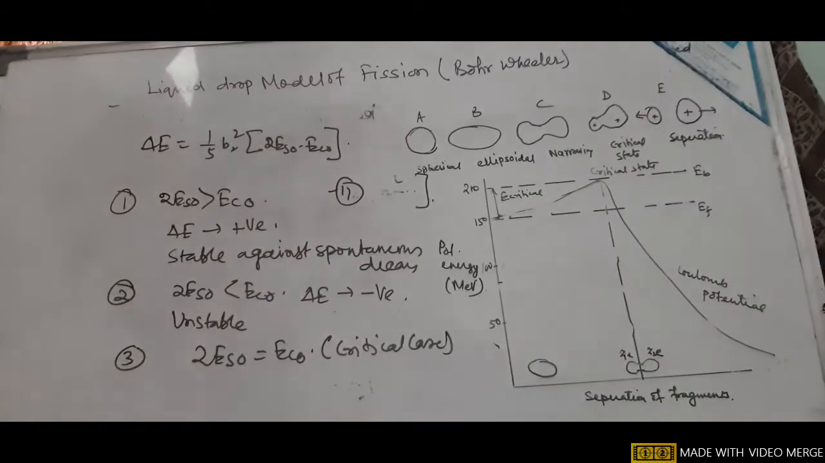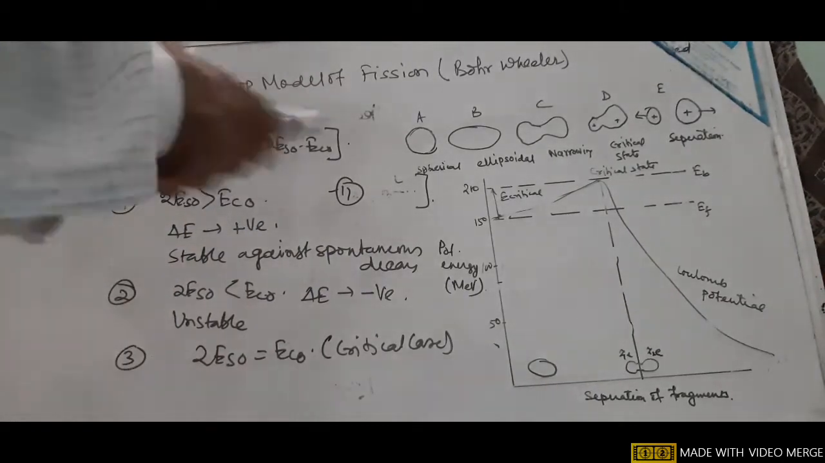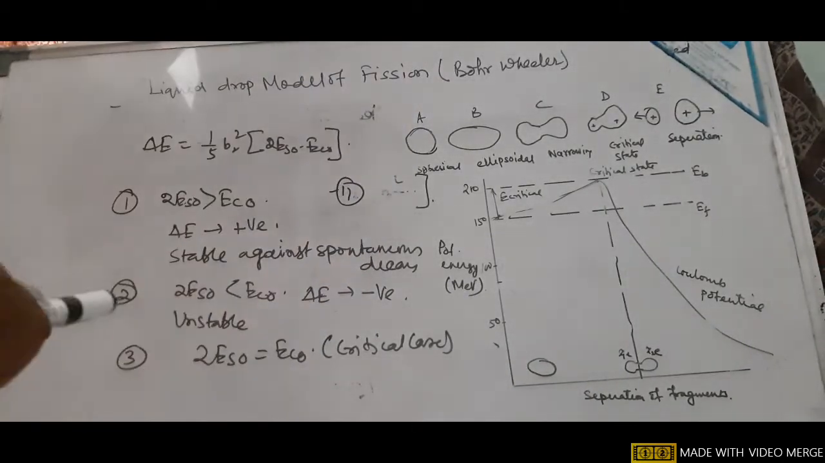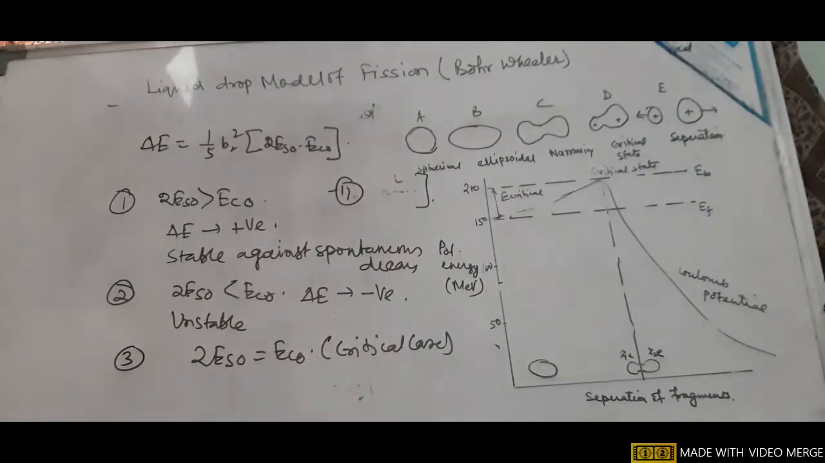And in the critical case, we will get a relation between Z and A. Here it is being shown. Here you see this is the spherical, and I have plotted the graph of the potential energy in million electron volt versus the separation of the fragments. So when it is symmetrical, then we get the fission energy is nearly 150 MeV.